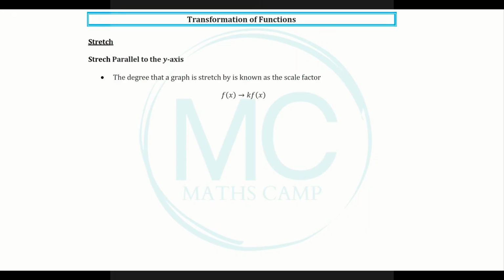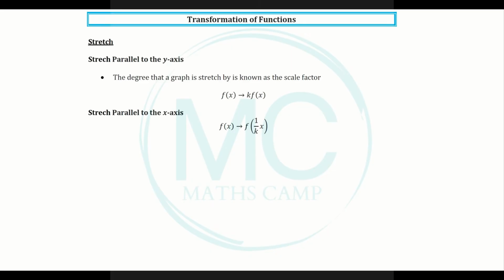Now let's look at stretch parallel to the x-axis. A graph can be stretched lengthways parallel to the x-axis. The degree is also known as the scale factor. This stretch only affects the x-coordinate, but when working with horizontal stretch, we divide by the scale factor in the equation. So if the graph is twice as wide as the original, then we divide x by 2. So the scale factor becomes 1 over 2. If the new graph is 3 times the width of the original, we divide by 3. So the scale factor becomes 1 over 3.